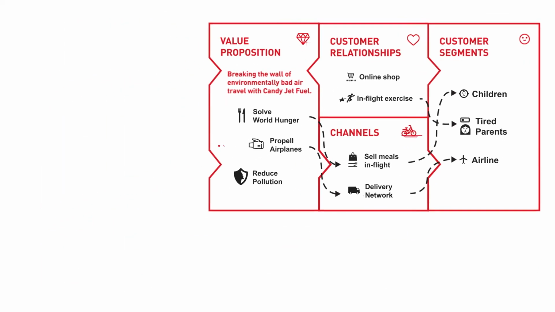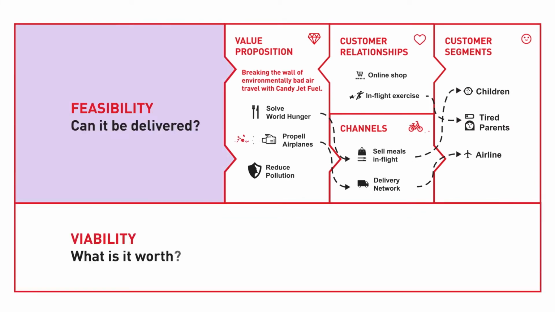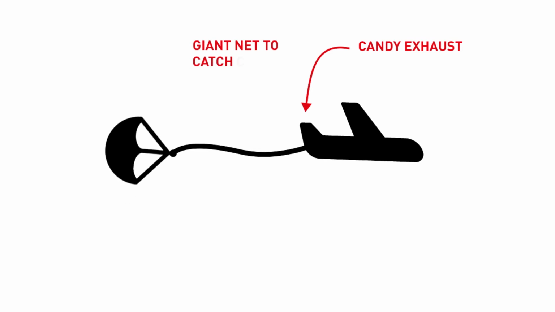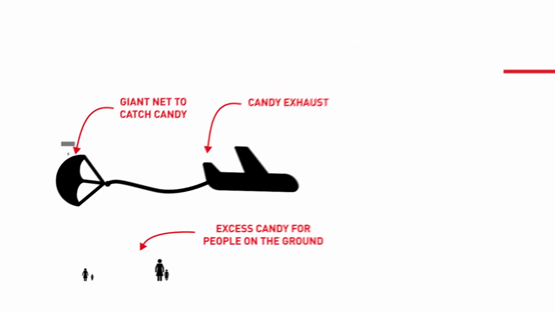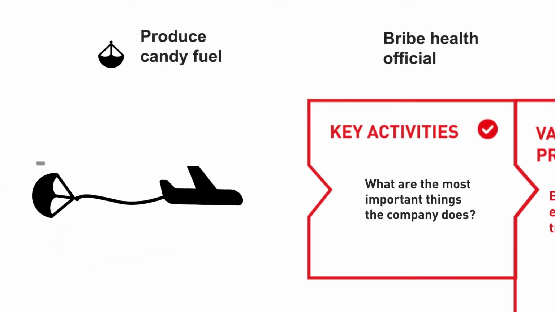Once you're confident that your idea is desirable, you need to figure out if it can be delivered at all. You don't have to do a deep dive here. Looking at key areas should give you a good idea. First, what are the most important things the company must do to make the business model work? Key activities could include producing things, to solve problems, or managing stuff.